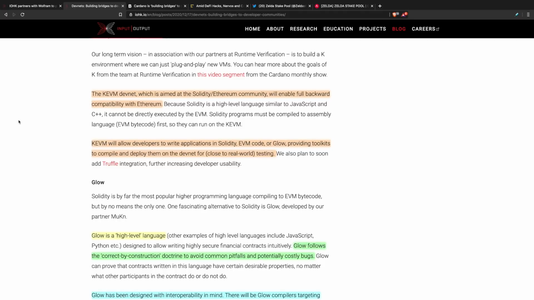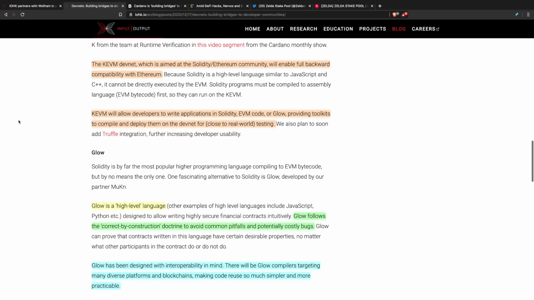Now you can actually begin to do so if you are a Solidity or an Ethereum developer. You can write up the application in the programming language which you're familiar with. And then when it comes time to implement this smart contract, you can use a sidechain to be able to execute it on Cardano. So very interesting to see this. Now we can actually start to write and deploy these smart contracts on the DevNet to allow for some close to real world testing.